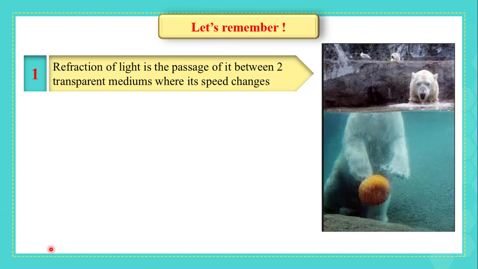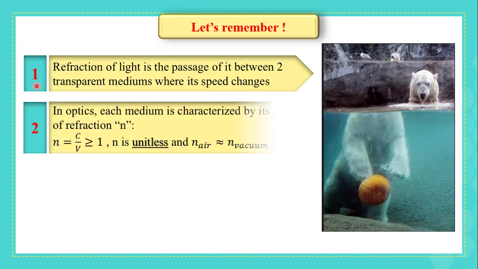We've studied that refraction of light is the passage of it between two transparent mediums where its speed changes. Also, we've studied that in optics, each medium is characterized by its index of refraction n, where n is the ratio of the speed of light in vacuum to its speed in the corresponding medium. The index of refraction is always greater than or equal to 1. It is unitless, and the index of air is approximately equal to that of vacuum, which is equal to 1.